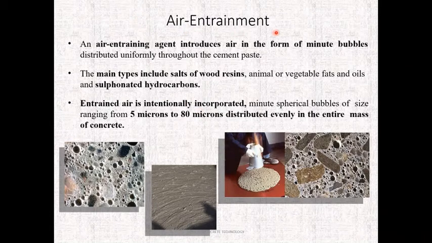Air entraining agent. An air entraining agent introduces air in the form of minute bubbles distributed uniformly throughout the cement paste. The main types include salts of wood resins, animal and vegetable fats, oils, and sulfonated hydrocarbons. Usually, the entrained air is of size 5 micron to 18 micron, distributed evenly in the entire mass of the concrete. You can see the air bubbles on the surface of the concrete.